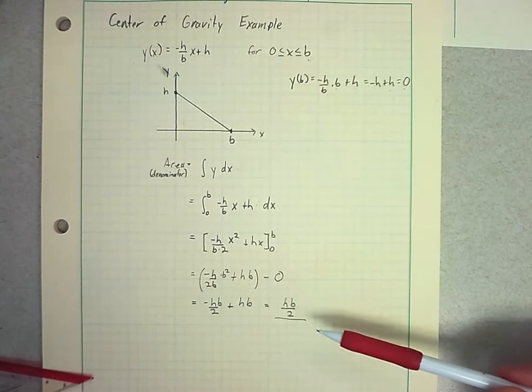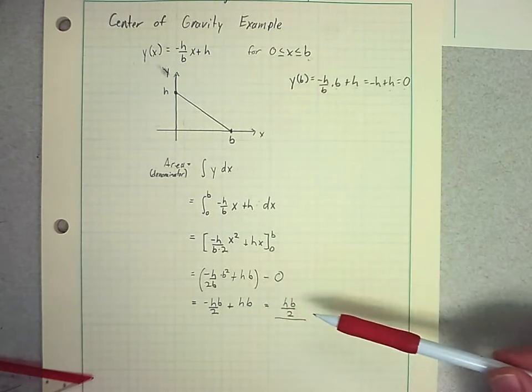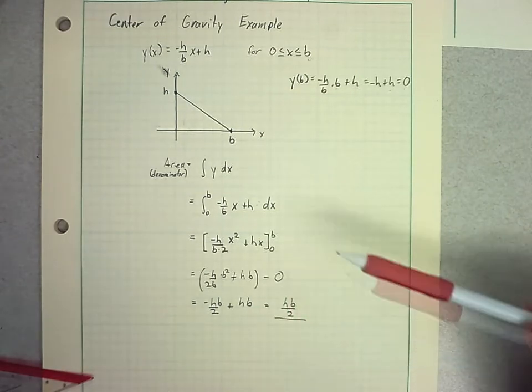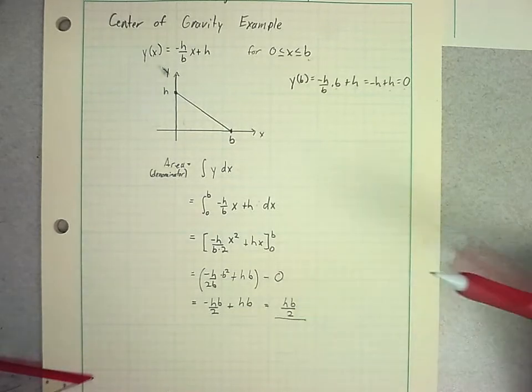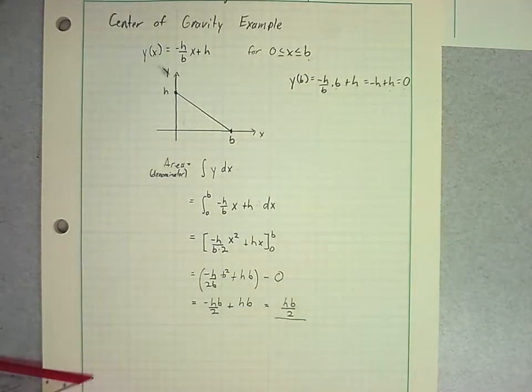And so, again, that's just the area of it, which makes sense. We know area of a triangle is 1/2 base times height. That's 1/2 base times height. So pretty obvious, again, because we know the geometry of it, but the calculus is confirming what we expected.